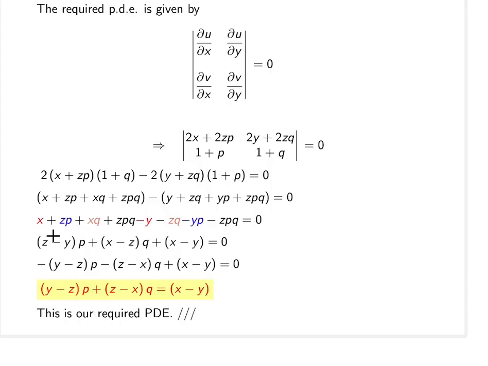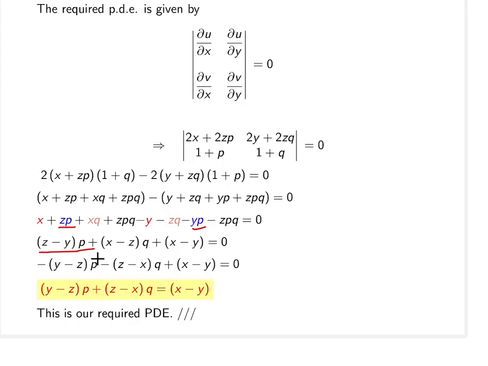Now we have to multiply the negative inside. Write x as it is, zp as it is, xq as it is, zpq as it is. Minus into plus is minus: minus y, minus zq, minus yp, minus zpq. Now we can cancel zpq and negative zpq. Now we club x, zp and yp. Commonly bring out p outside. We get z minus y into p plus.